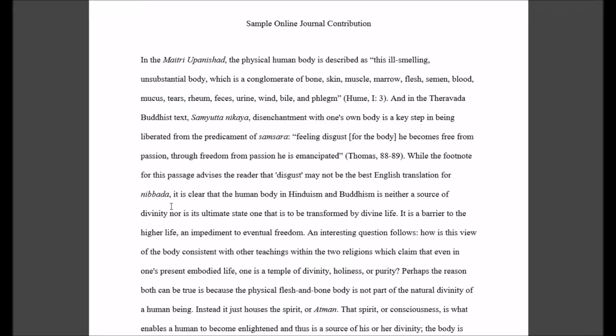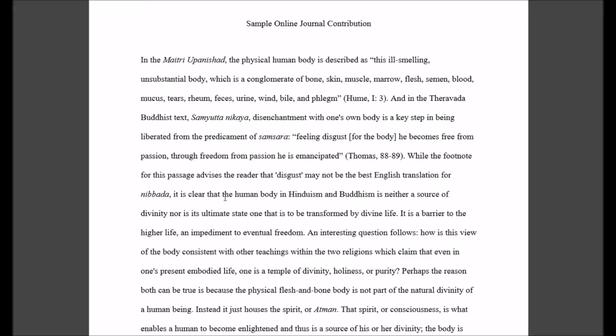Clever. It is clear that the human body in Hinduism and Buddhism is neither a source of divinity. So let's stop right there. What she's doing is saying that no matter how you translate Nabata, disgust, disenchantment, or aversion is another common one, all those meanings would have something in common. Okay, it's clear that the human body in Hinduism and Buddhism is neither, and she's saying two things follow from that. It is not a source of divinity. Okay, so the body is not divine. Yep, that is accurate. That is what those texts are saying.